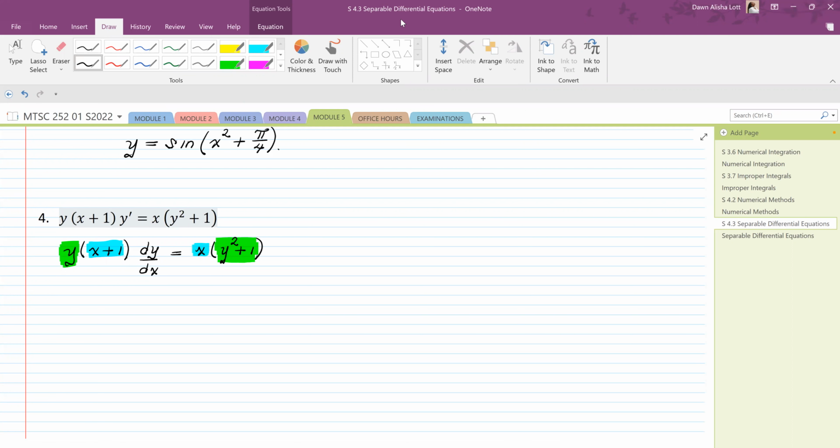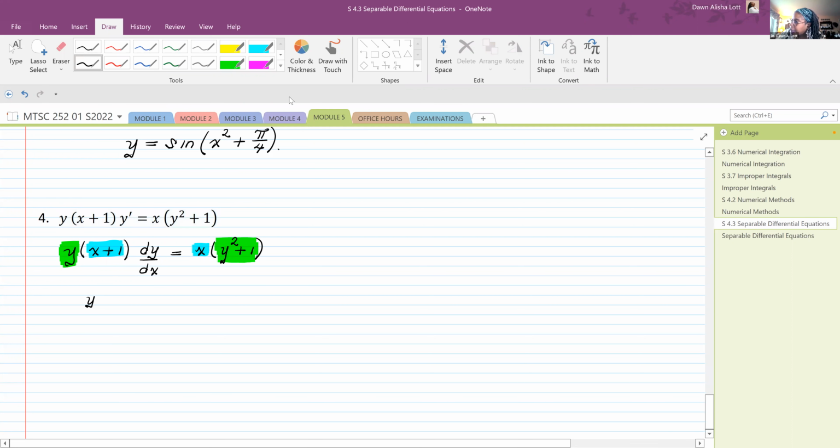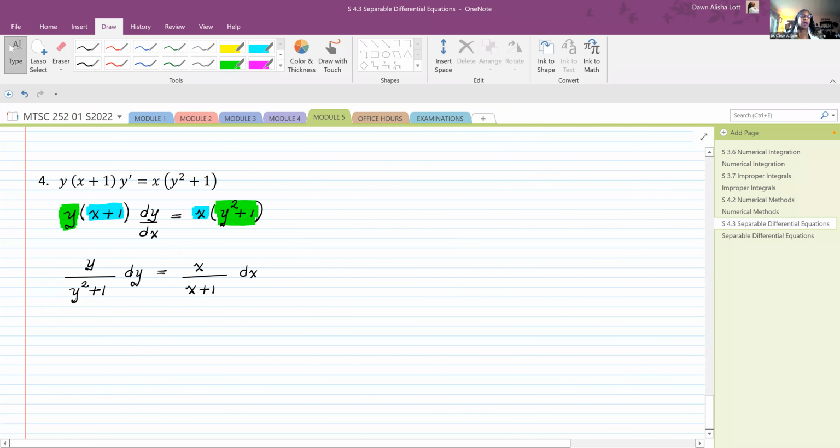Would it be x over x plus 1 and then y over y squared plus 1? Okay, so on this side, I'm going to get y over y squared plus 1 dy. And on this side, I'm going to get x over x plus 1 dx. Okay, any questions? So now I have y's on the left and x's on the right.